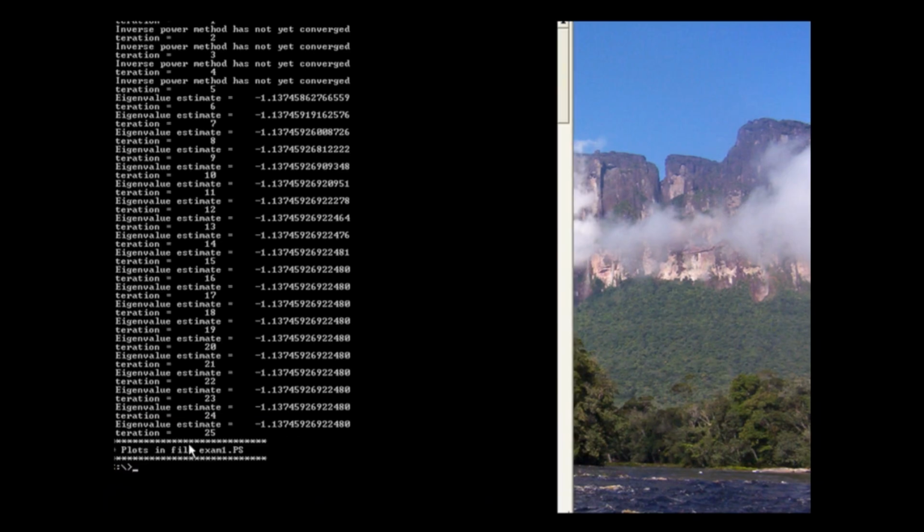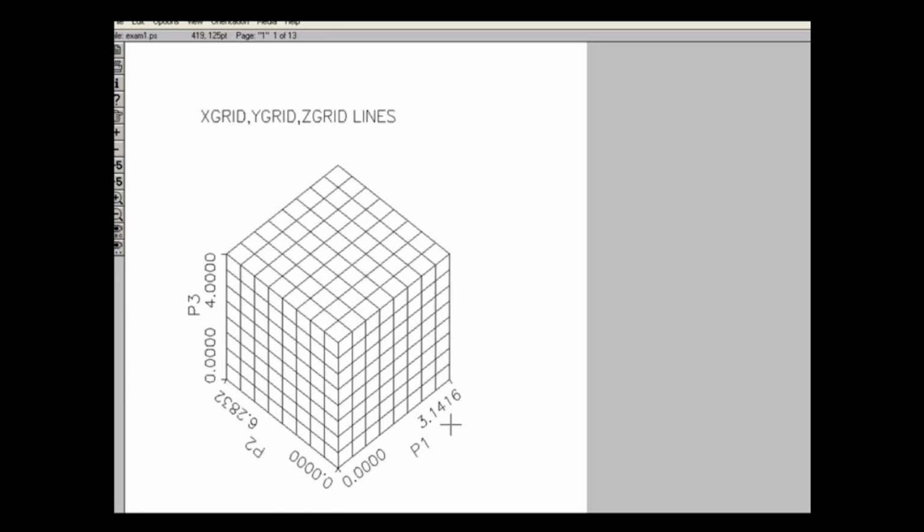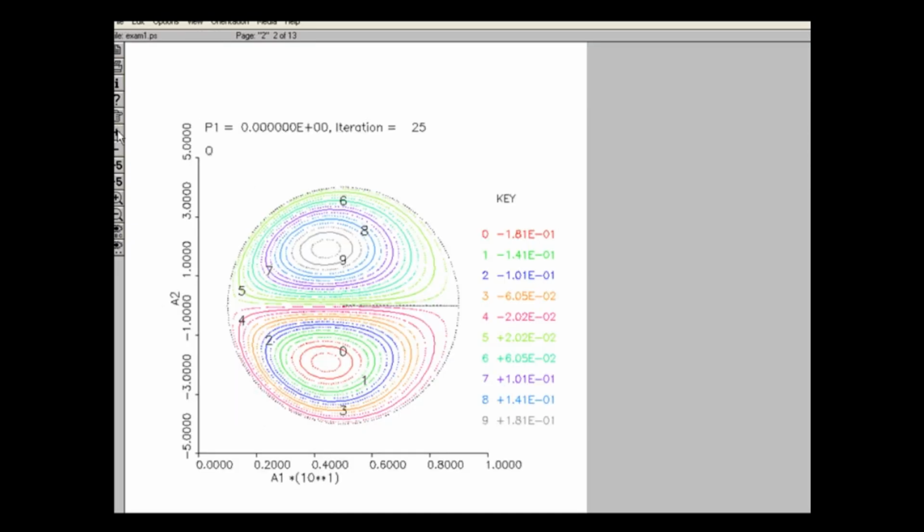The PDE2D graphics will be in a file called exam1.ps, so let's look at that using Ghost View. Here is the 9 by 9 by 9 finite element grid in the parameter space. And here are some cross-sections of the eigenfunction at P1 equals constant. P1 is the toroidal angle, so these are some circular torus cross-sections.